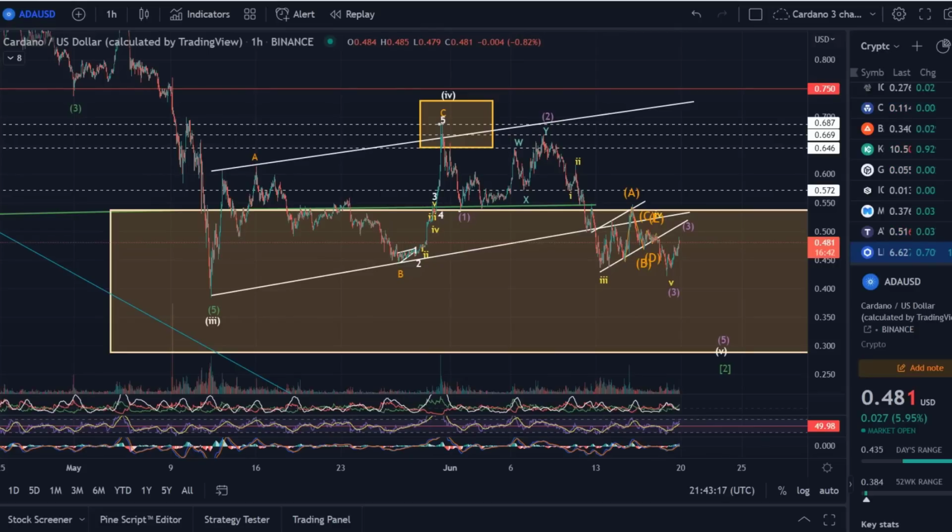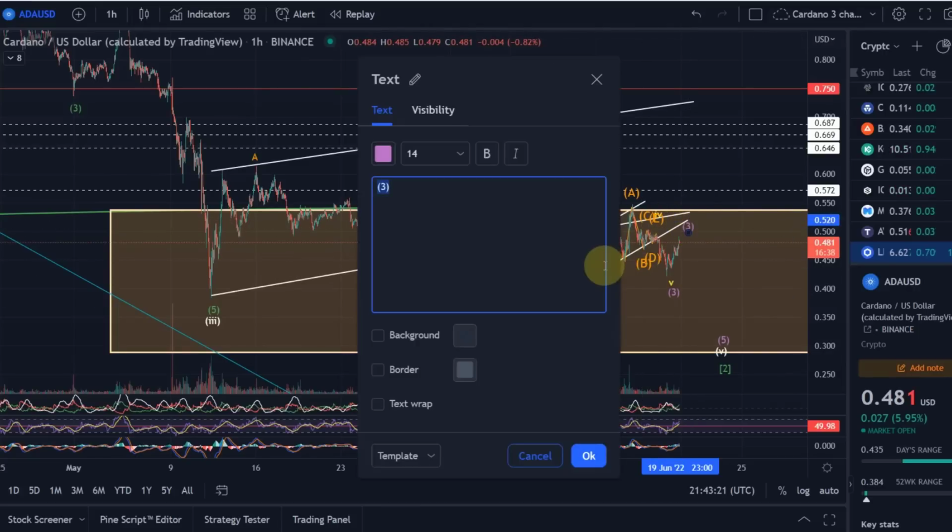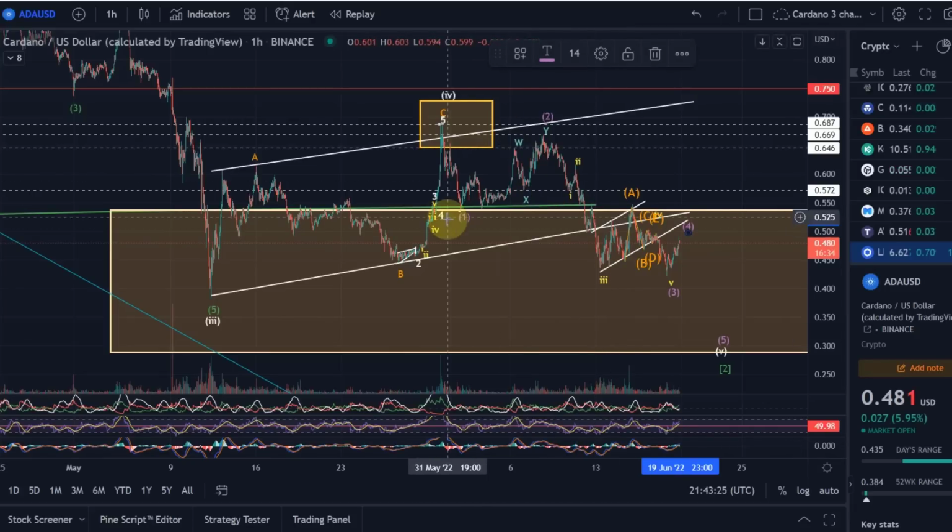I've changed the wave count a little bit. Just need to make that a 4 here. It doesn't change the scenario, but it allows for a little bit more of a cleaner structure, and it also explains things a little bit better. So don't worry about that.